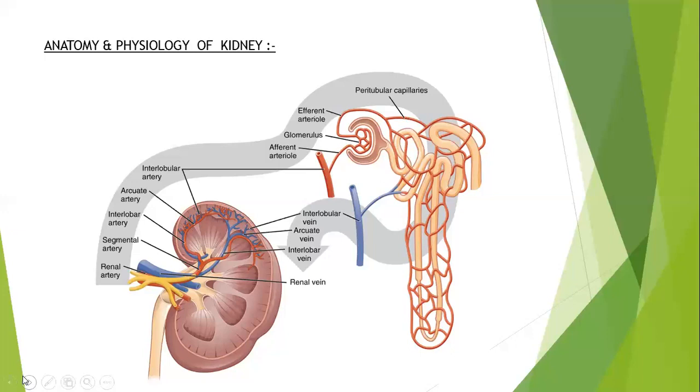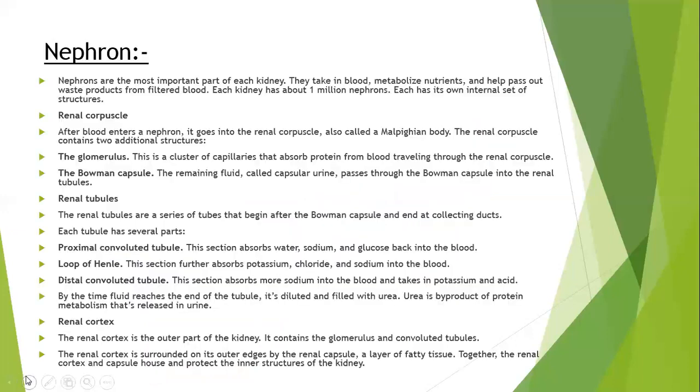So students, we have to understand the functions of the nephron, because the nephron is the functional unit of the kidney. Please look at this slide. This is the actual anatomy and physiology of a kidney. I have already discussed nephrons, so again, here we see the different parts of the nephron. It is the most important part of each kidney. Basically, it takes blood, metabolizes nutrients, and helps pass out waste products from the filtered blood.